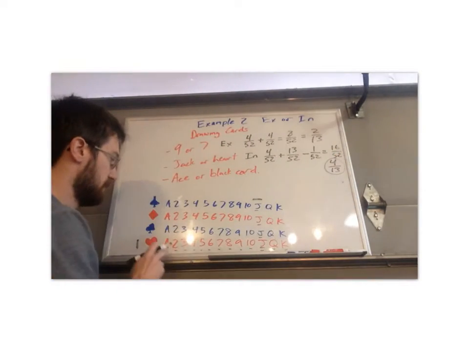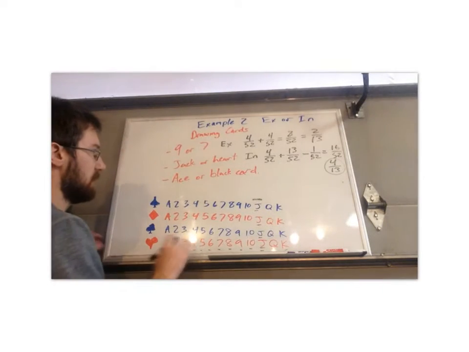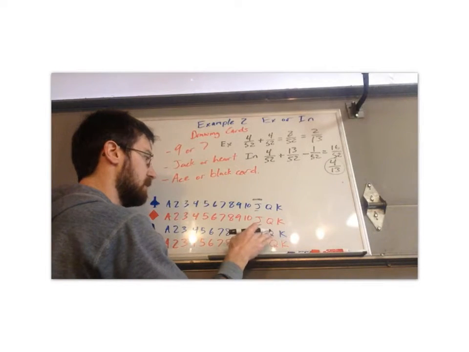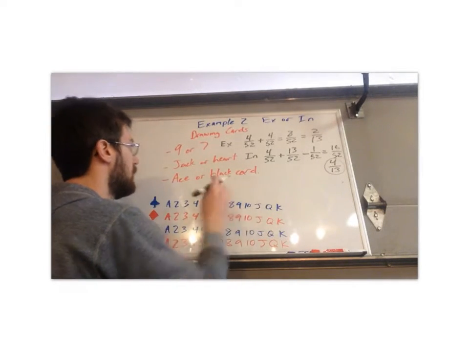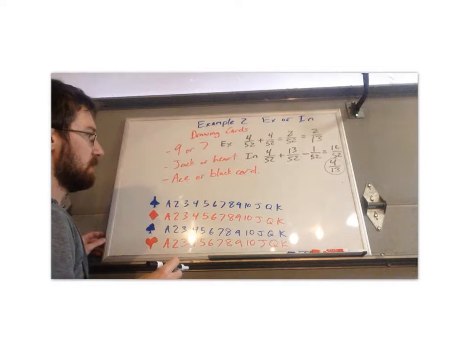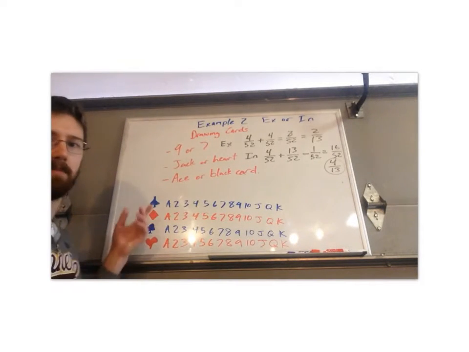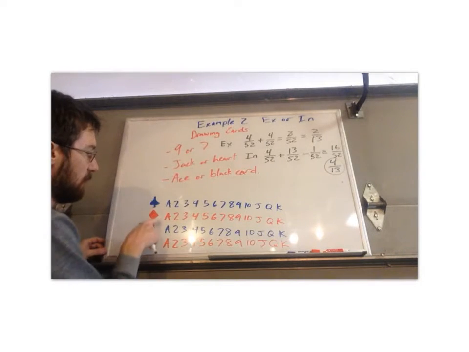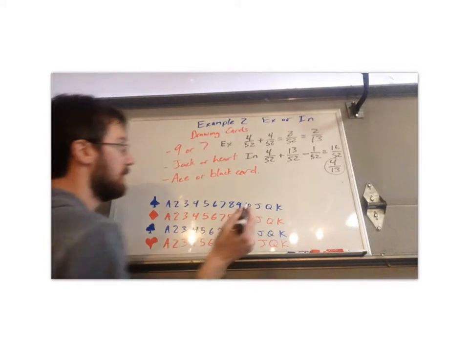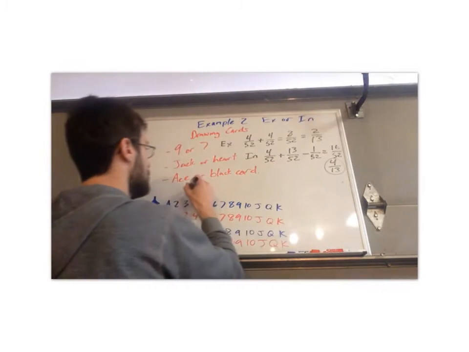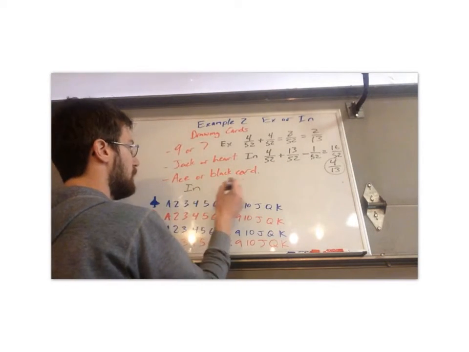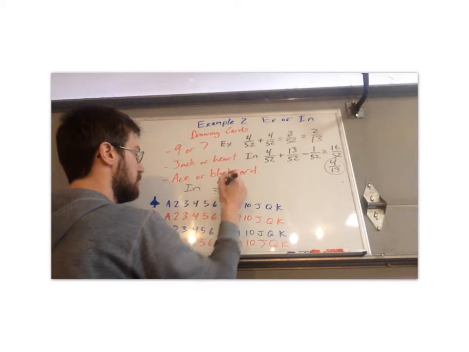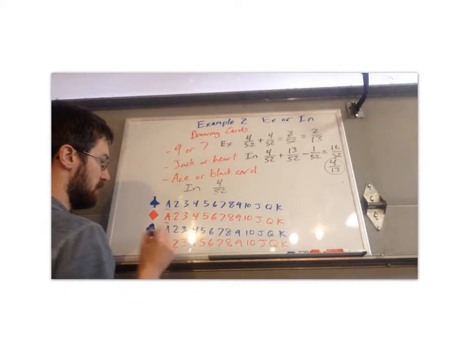Alright, so then our last one, an ace or a black card. So now, again, we've got our aces over here. Now, instead of black, I used blue, so just use your imagination. I've got 4 aces, and 2 of them are black. So this is an inclusive event. My probability of drawing an ace is 4 out of 52. That gives me all of those aces.